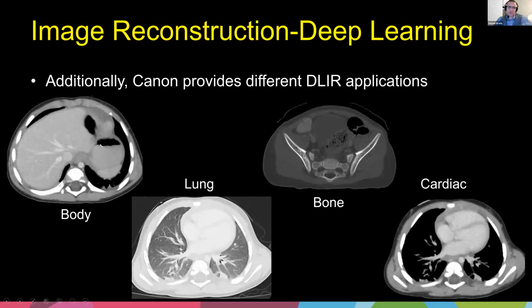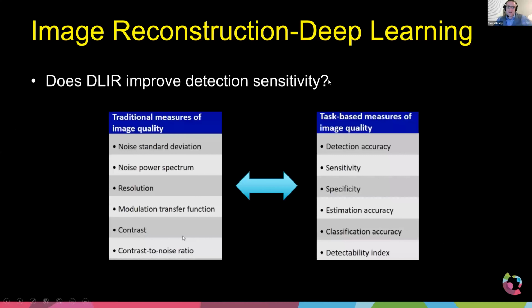Canon additionally created different reconstruction algorithms for different parts of the body or different applications, such as body, lung, bone, or cardiac. And so then the other question is, we've been talking about how these new technologies have improved spatial resolution, they're reducing the noise power spectrum effects, they're improving contrast. These are all quote unquote physics metrics that we've talked about that make sense to us when we're trying to ask the question, is this algorithm, is this protocol, is this scanner better than something else as a comparison?